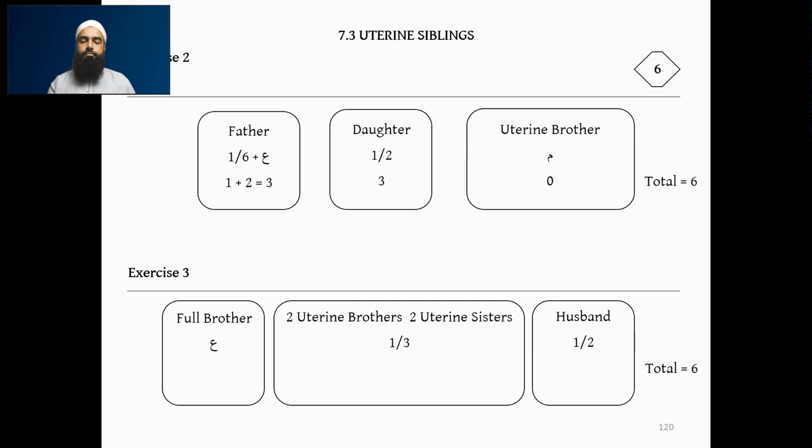So we have the half from group 1 and 1/3 from group 2. So we take the half, we take the 2, multiply it by 3, gets our divisor to 6. So husband receives a half of the 6, which is 3, and the uterine siblings all together receive a third of the 6, which is 2, which they'll share amongst themselves, each receiving half. And we see that there's only 1 left over, which the full brother will receive, and that gives us our total of 6.